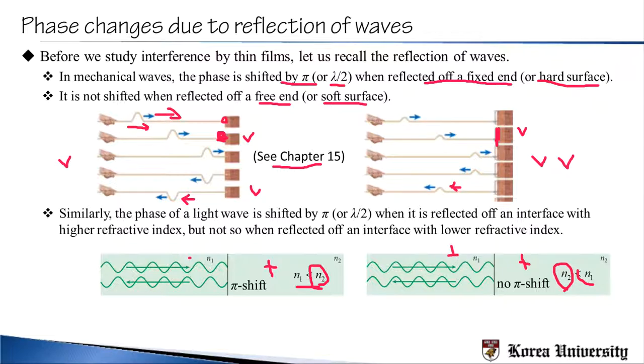So what it means is that when light goes into the hard surface of the higher refractive index, it will be shifted by pi and it will come back like this. But in contrast, when it is reflected off the softer surface of the lower refractive index, then it will be reflected off without phase shift and it will come back like this. Okay, this will be used in the next slide.